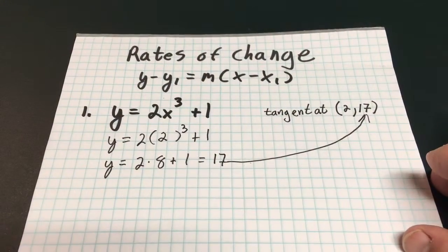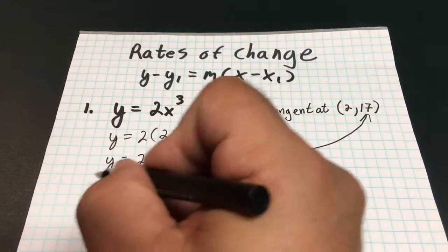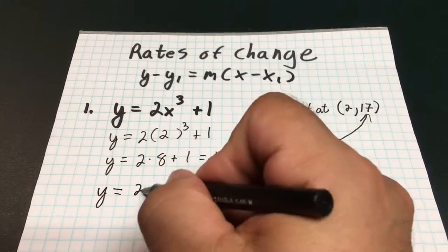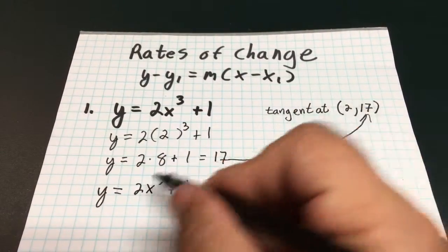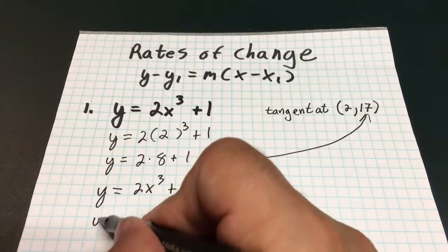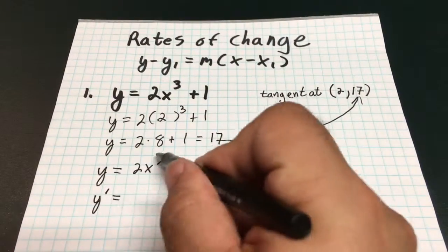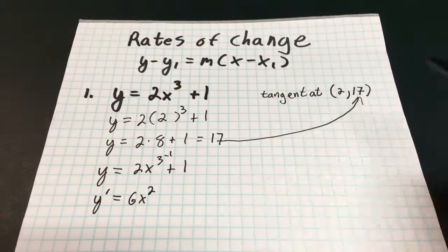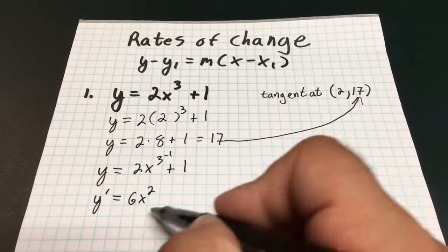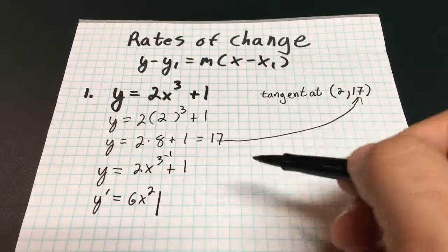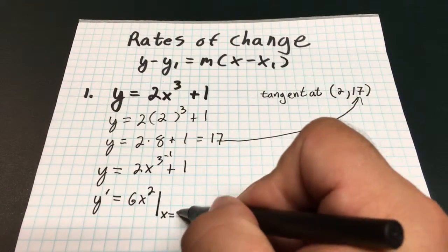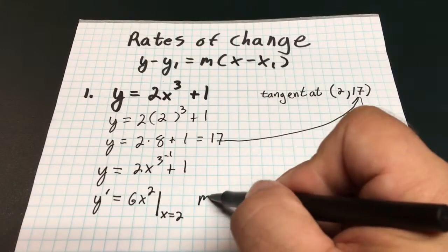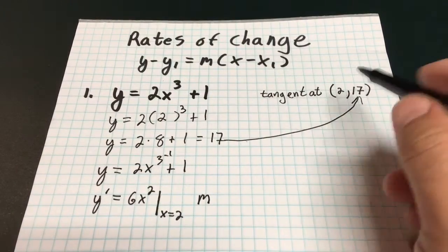So now what I'd like to do is find the slope at x equals 2. The process to find the slope is you take the derivative of this. The derivative is not that tough. It's going to be 6x squared. Don't forget, subtract 1 from the exponent, and the derivative of 1 is 0. So my derivative of that equation is just 6x squared. Now I want to evaluate that derivative at x equals 2, and that will give me the slope of the tangent line at that point.